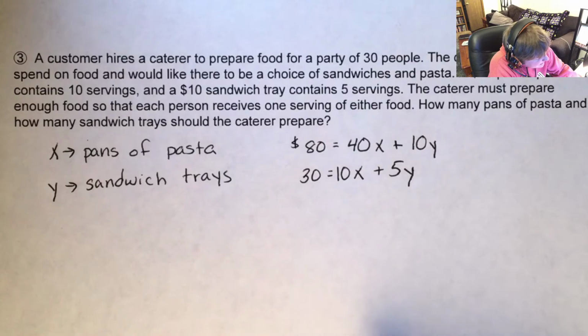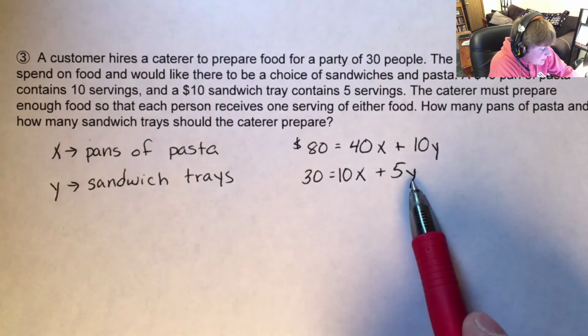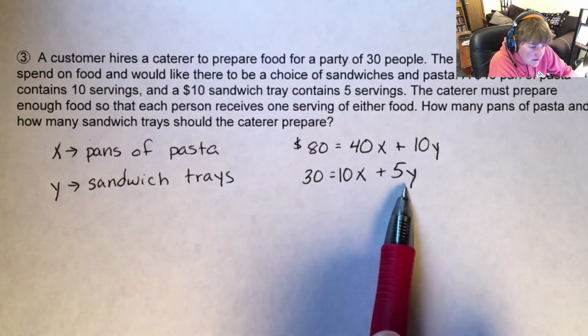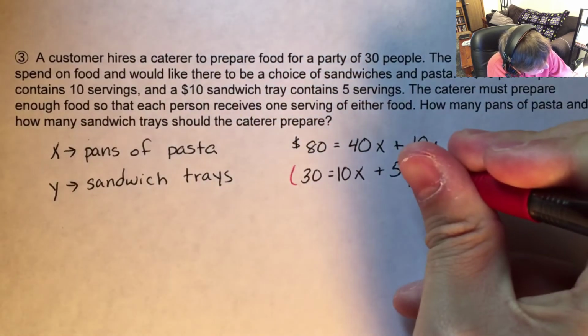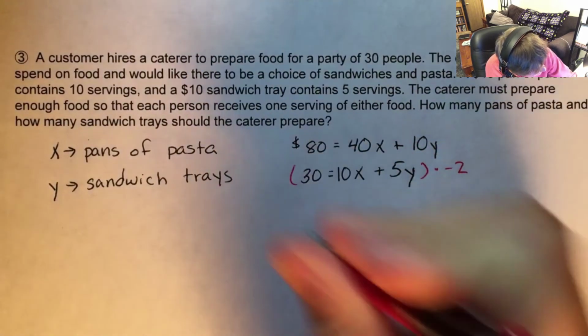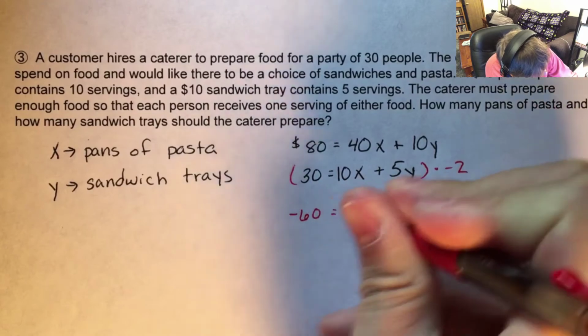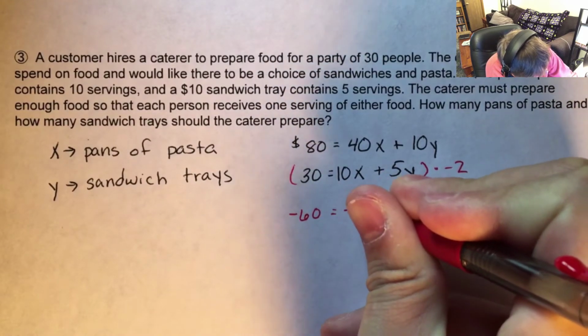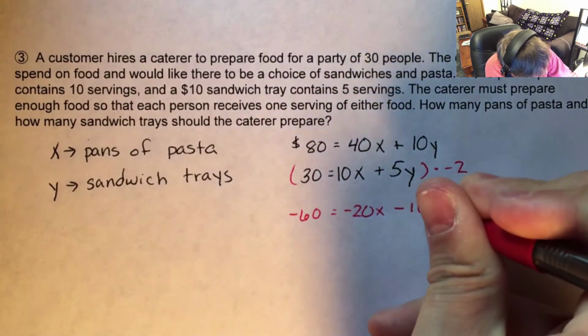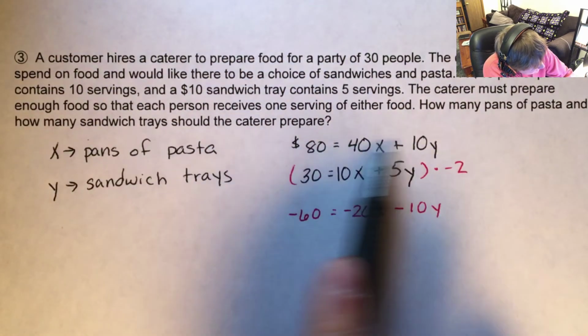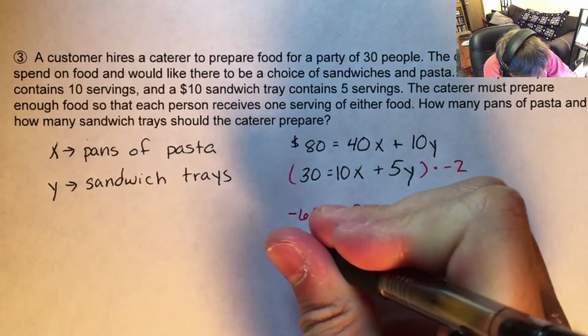Okay, I want to create opposites. I think in the y's is going to be pretty easy because I just have to multiply this by -2. So I'm going to multiply this by -2 to get -60 is equal to -20x minus 10y. And then I'm just going to drag this top one down since I haven't done anything to it.